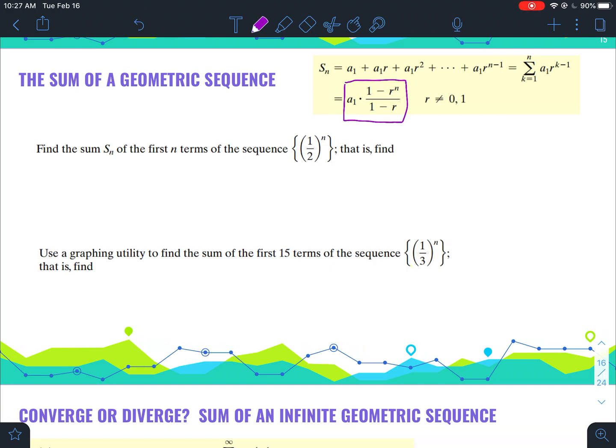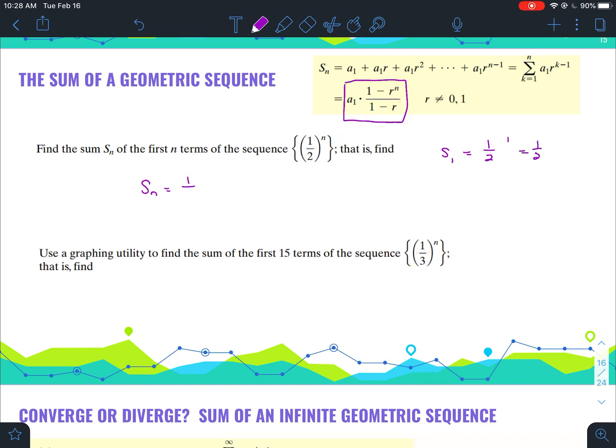So find the sum of the first n terms of the sequence (1/2)^n. So we are going to find the sum. So our sum is going to be the first term. And so if I wanted to find the first term, I would plug in 1. So this would be 1/2 raised to the first power, which is just 1/2.